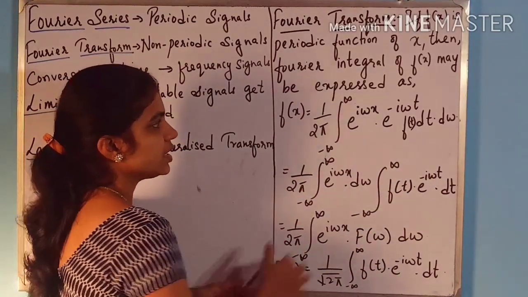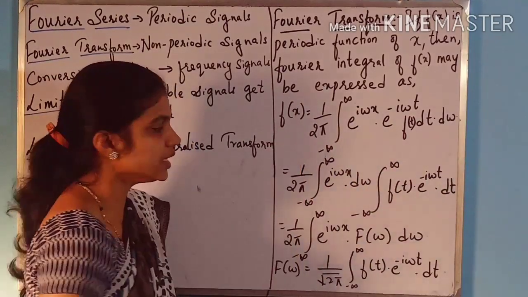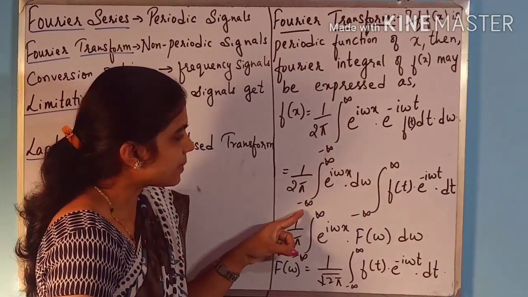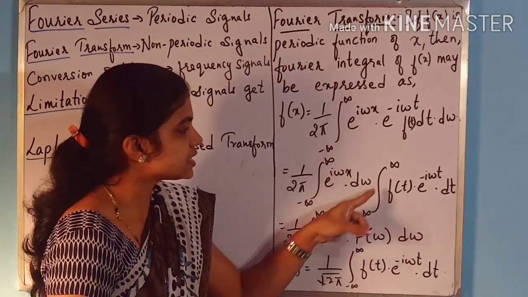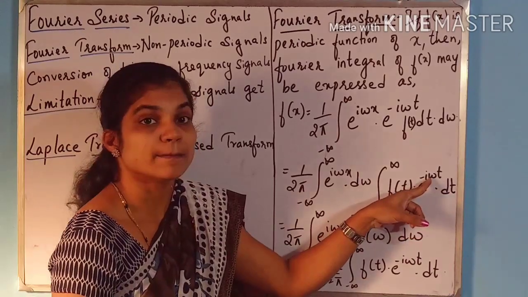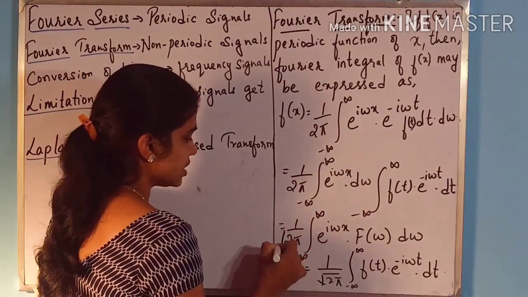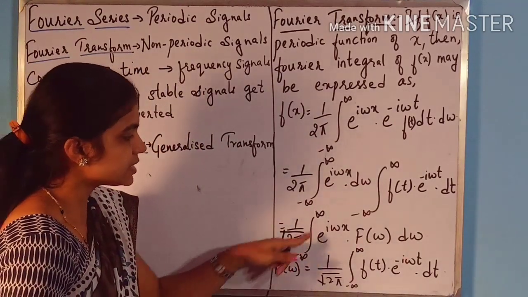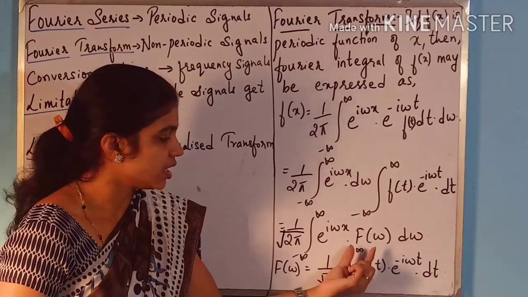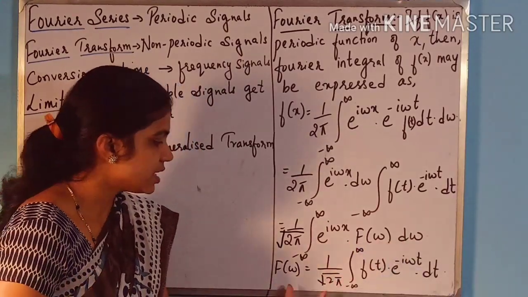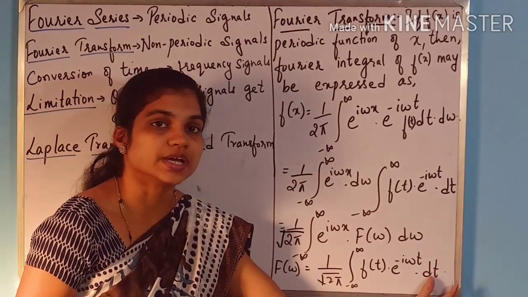When we try to convert it, we separate the t on one side and the ω on the other side. So we have 1/2π ∫ from -∞ to ∞ of e^(iωx) dω times ∫ from -∞ to ∞ of f(t) e^(-iωt) dt. Now, this can be written as 1/√(2π) ∫ from -∞ to ∞ of e^(iωx) F(ω) dω, where F(ω) = 1/√(2π) ∫ f(t) e^(-iωt) dt.